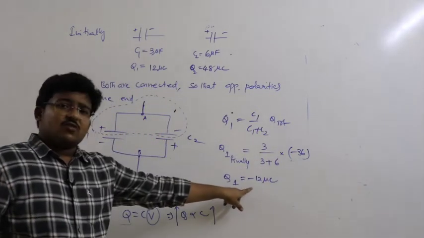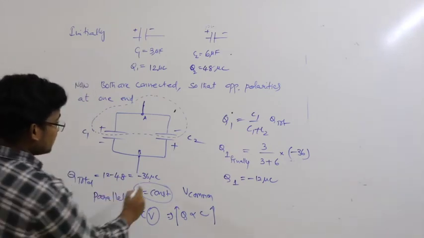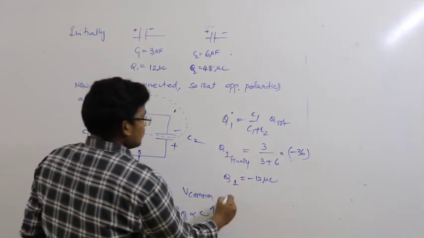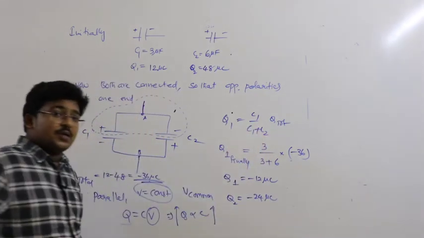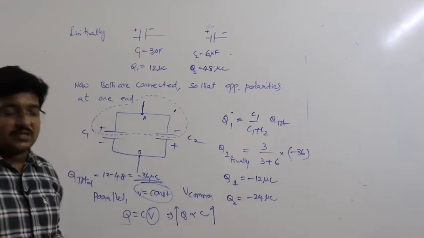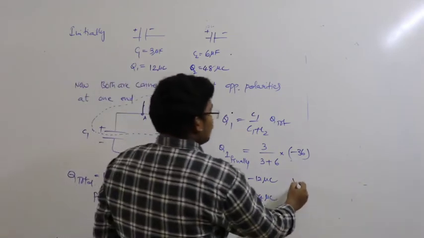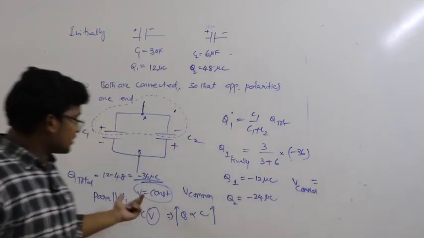And when it is minus 12, automatically the remaining will be minus 24, because total charge is minus 36. So the remaining one will be minus 24 microcoulombs. Means finally you got the charges on each of the capacitors. Right. Now how to find out the common potential? Means potential of each capacitor is the same.